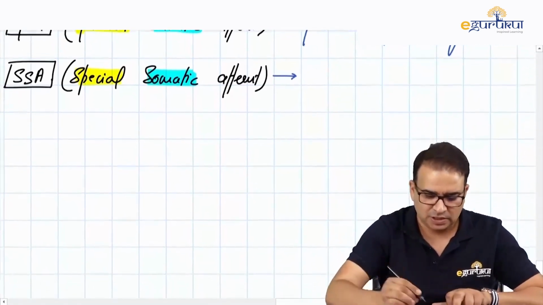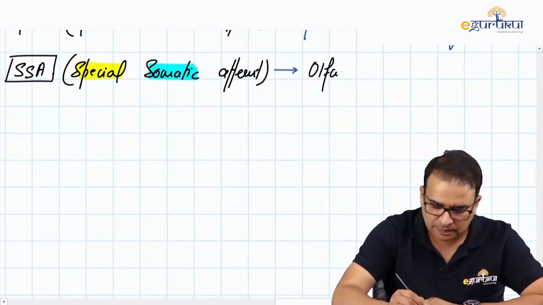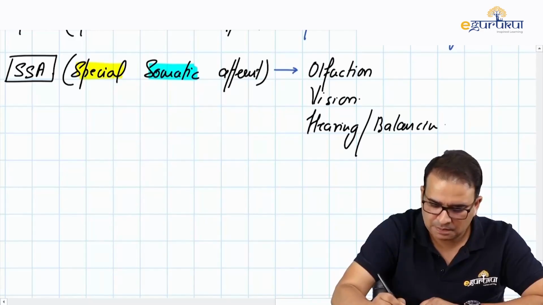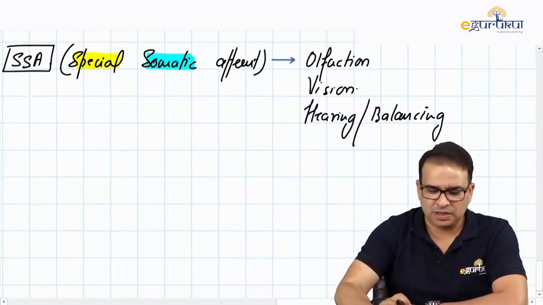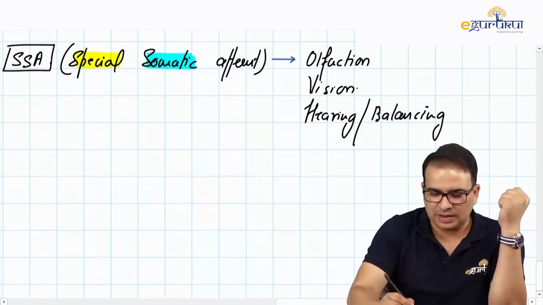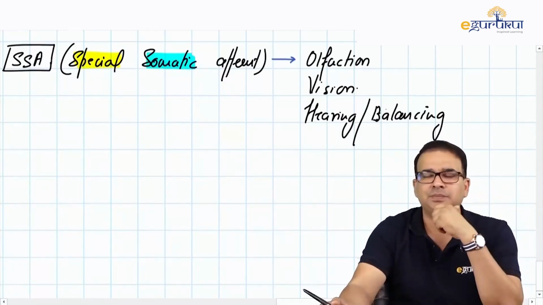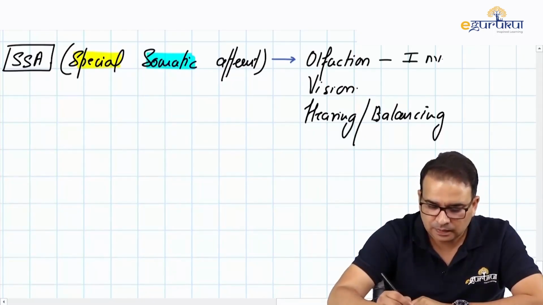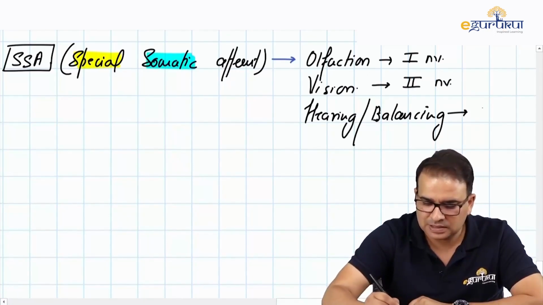Now this is an important discussion here. Olfaction will come into it. Vision, hearing and balancing. Agreed? Olfaction, vision, hearing and balancing, they all come under special somatic afferent. You know the reason, because the regions where they're coming from are not derived from endoderm. But the point is, guys, olfaction is carried by the olfactory nerve, the first nerve, vision by the second cranial nerve, the optic nerve, and hearing and balancing by the eighth cranial nerve, that is the vestibulocochlear nerve.